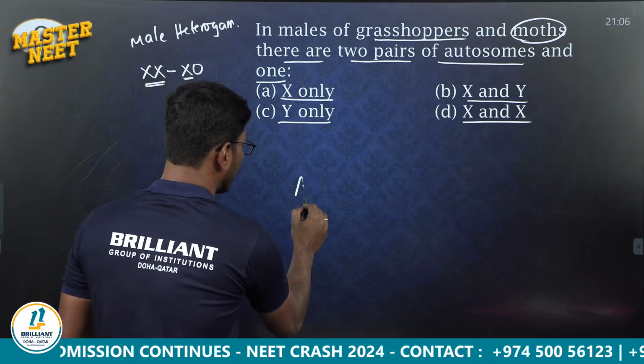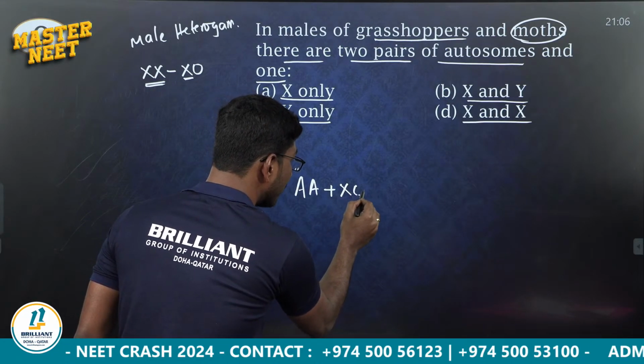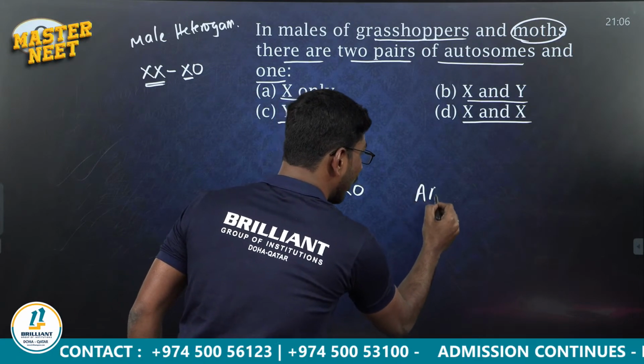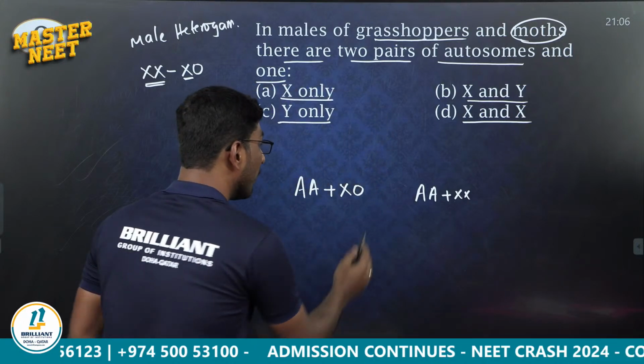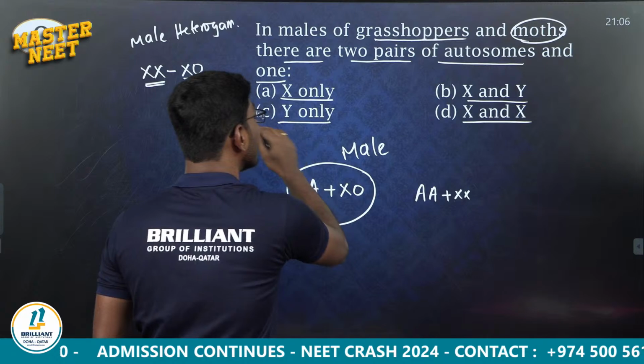Sir, in male, autosomes plus only one X chromosome. Second one is not there, right? It is in the male. In case of female, what my dear? Autosomes plus both X chromosomes are there, XX. But this is in case of male, only one X chromosome. So the right answer is what?